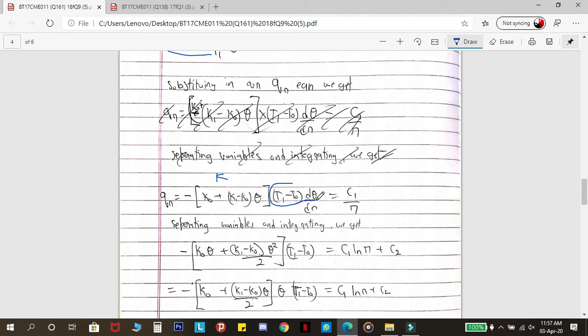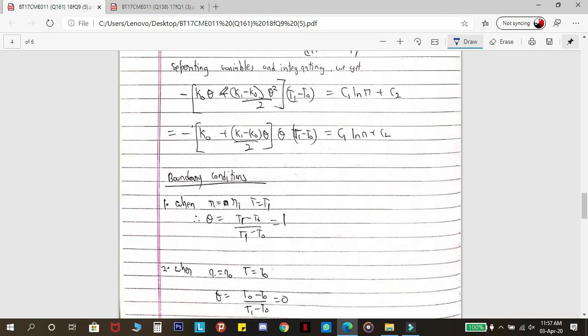This entire term is dT by dr equal to C1 by r. Now I can integrate this. I can take this dr to the other side and integrate. I will get 1 by r integration is ln r plus the constant of integration C2. And on this side, integration with respect to theta will give me k naught theta, and this will give me theta square by 2.